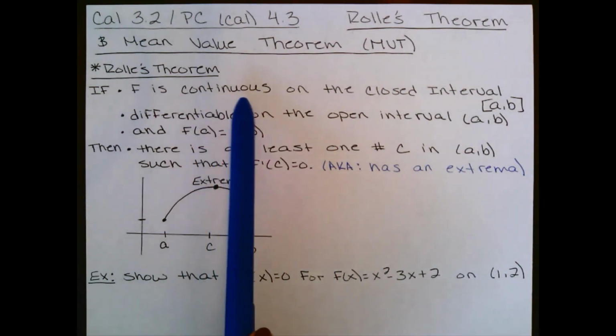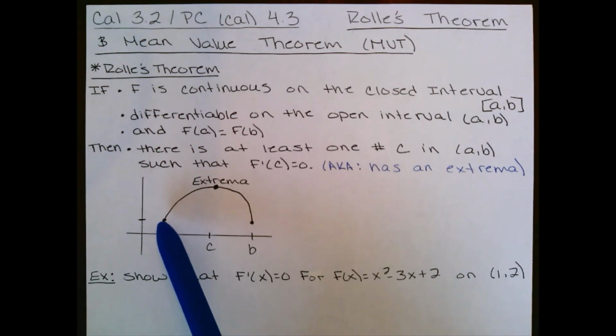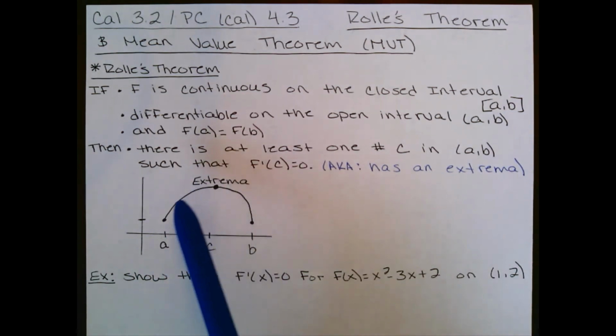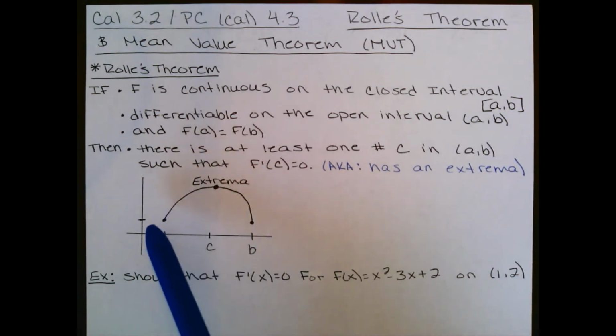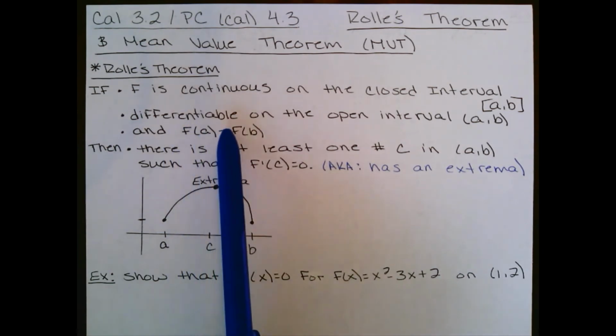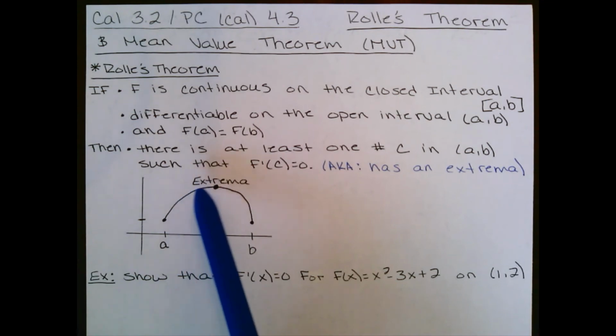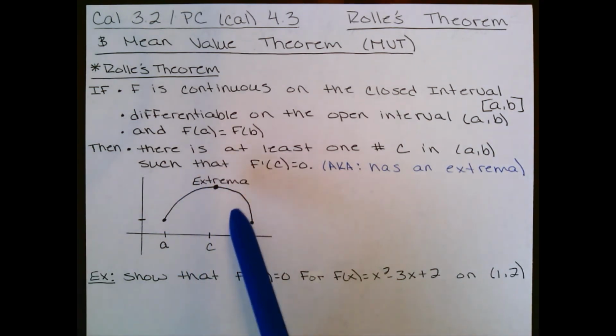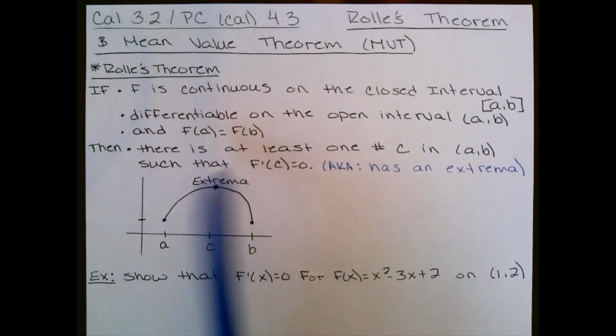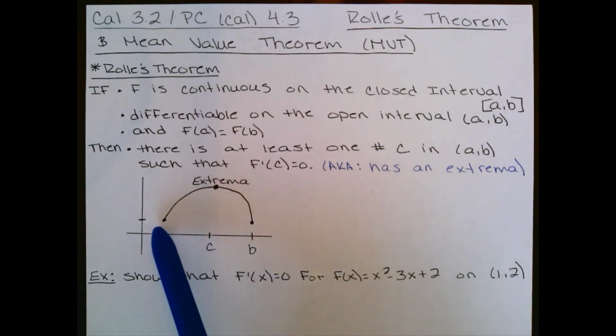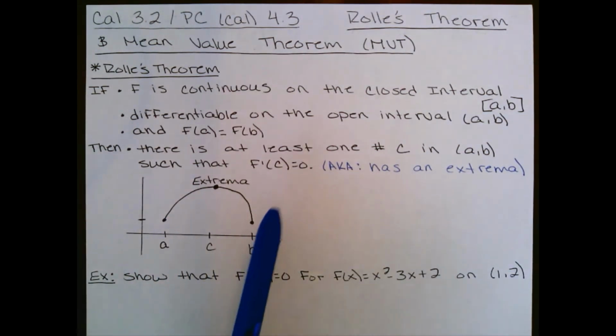First, that it's continuous, meaning drawing your function from a to b, you don't lift your pencil, no holes, jumps, or asymptotes. Differentiable means the same thing as continuous, but it adds that it cannot have a sharp turn. Okay? And then f of a equaling f of b, meaning that the y values of the endpoints are the same. Okay? And then there's going to be some number c in between, that f prime of c equals 0.